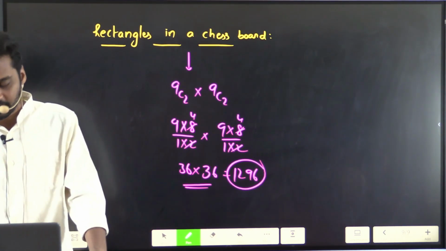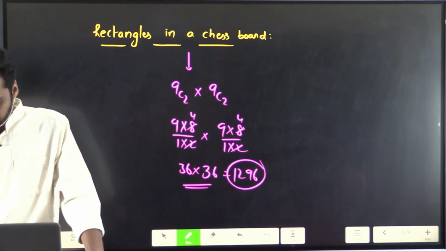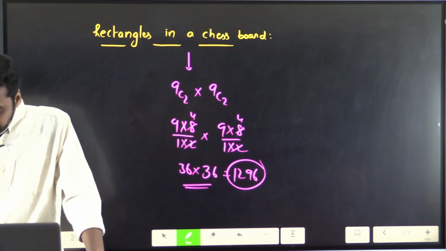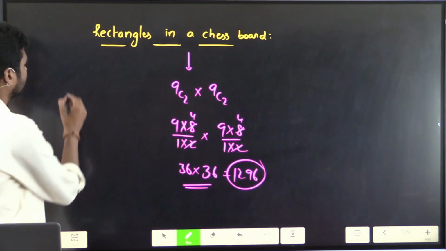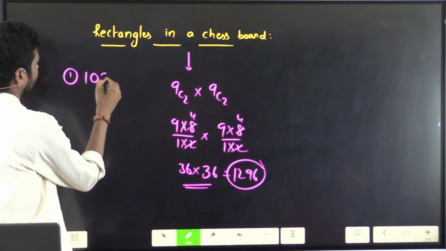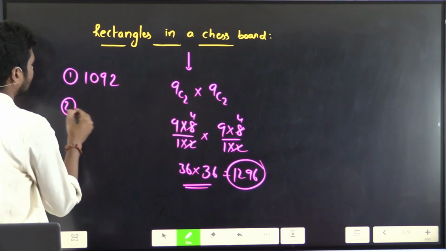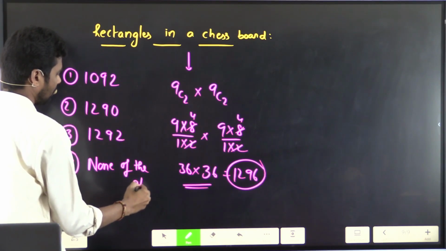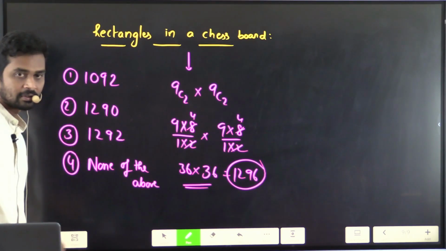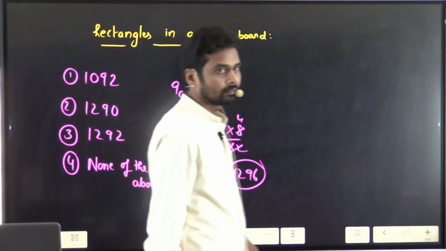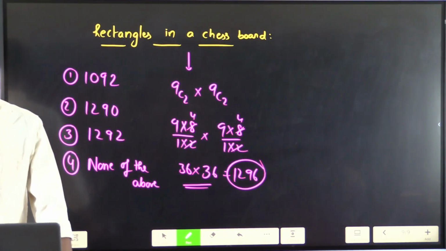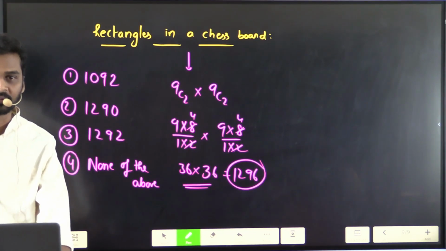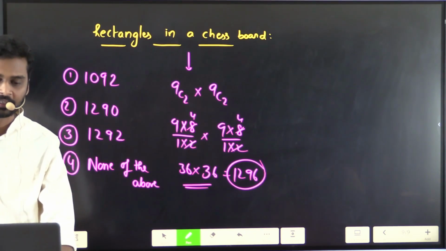So I'll give you options for this question. Now you tell me the answer. If the options are given like this, the first option is 1092. The second option is 1290. These are my options now. My question is, how many rectangles are there in a chessboard? The options are 1092, 1290 and 1292, none of the above.